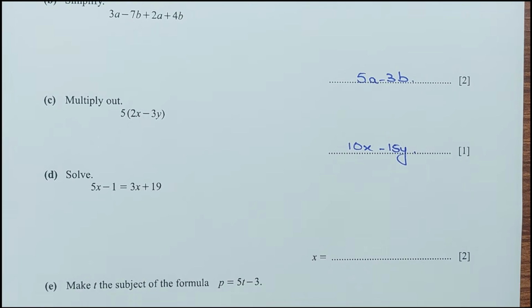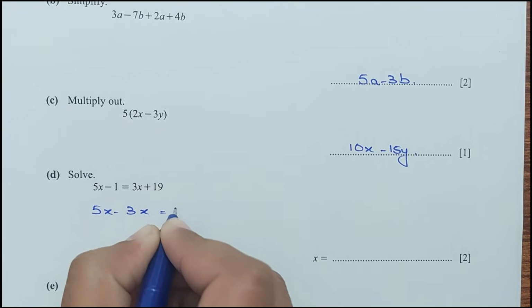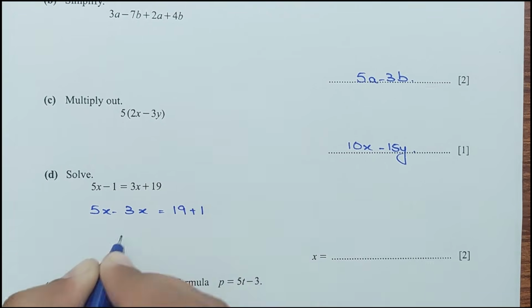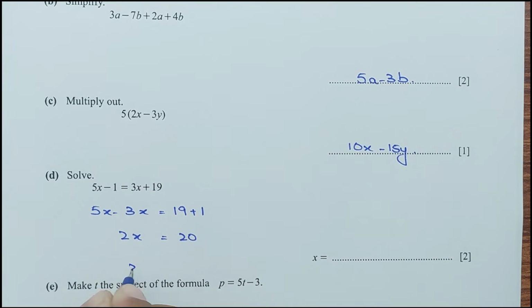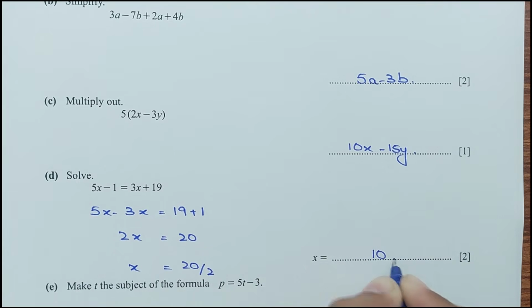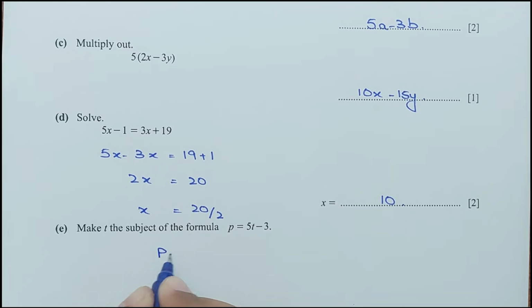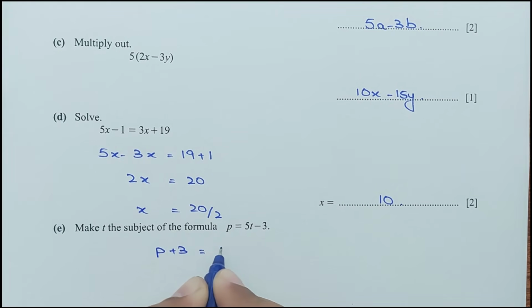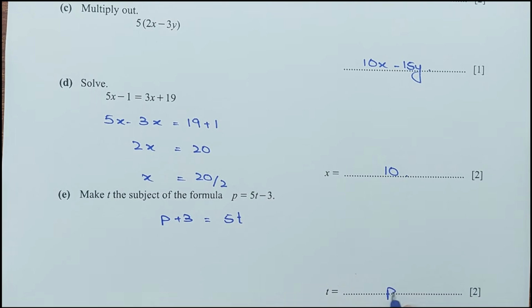Part D, we have to solve for x. 5x minus 3x equals 19 plus 1. 5 take away 3 is 2x equals 20. So x should be equal to 20 divided by 2, which is 10, right? Now for part E, make t the subject of the formula. So p plus 3 equals 5t. So t should be equal to p plus 3 divided by 5.